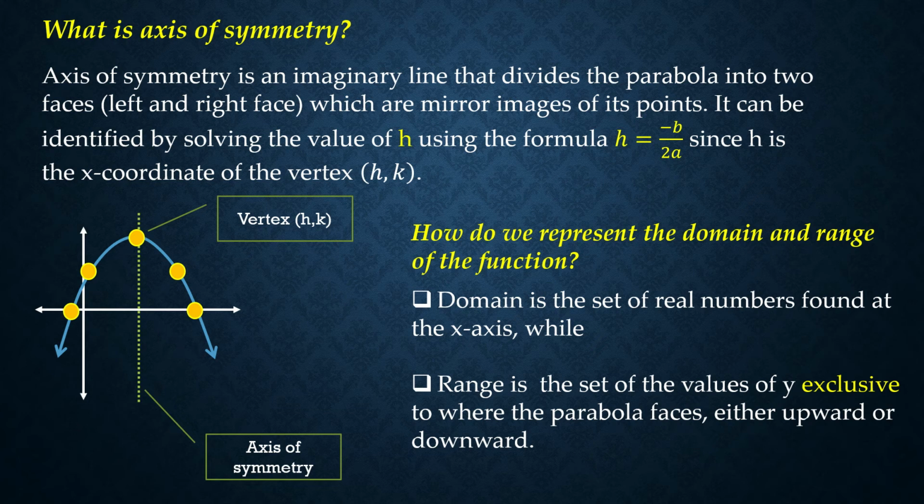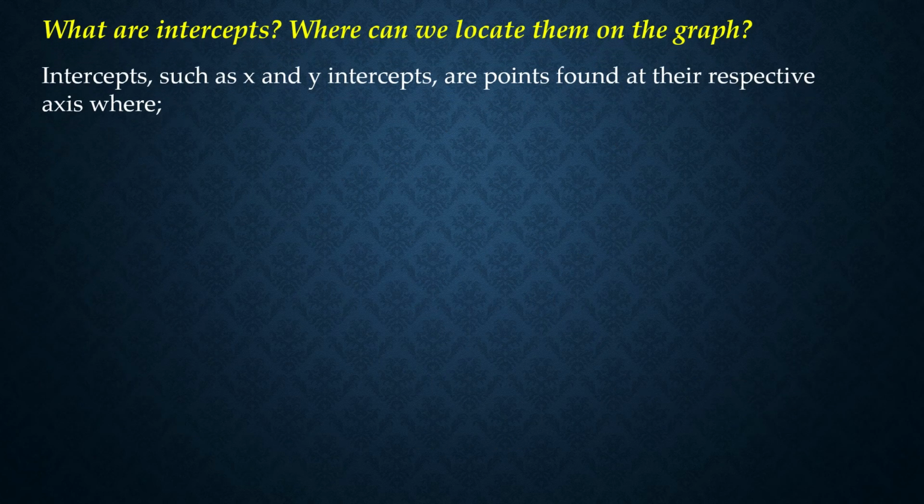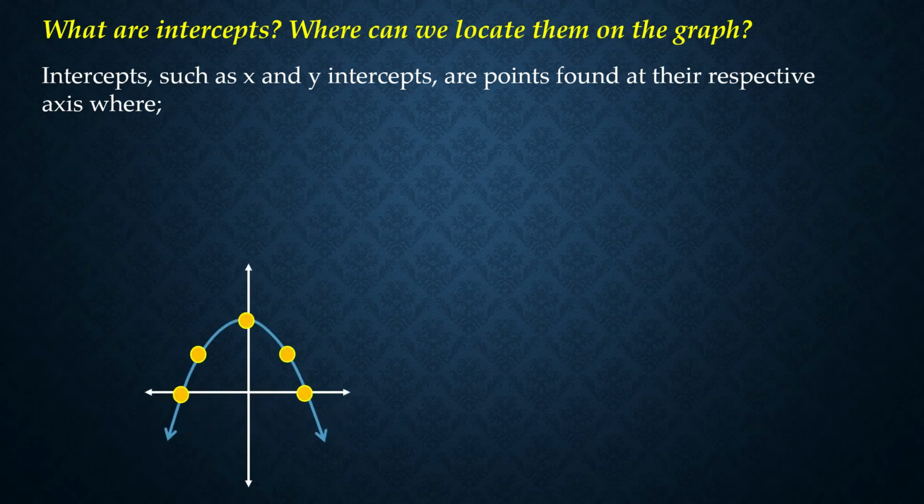Pero dili ta ng value sa y, mahimo siyang part sa solution, no? Kaya magdepende man siya kung asa mag-face ang parabola, either facing upward or facing downward. Later we will discuss on sa pag-identify sa domain and range. Specifically ang range gyud. Okay, the fourth component are the intercepts. So what are intercepts? Where can we locate them on the graph? So intercepts such as x and y intercepts are points found at their respective axes.